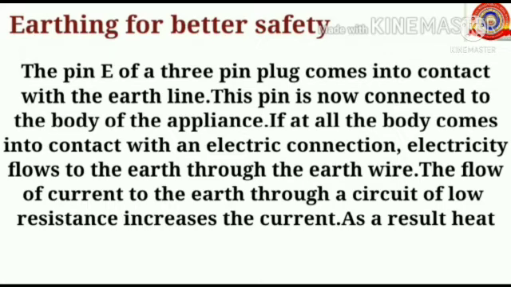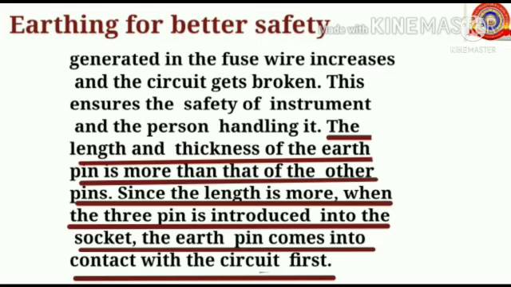So, next one, earthing for better safety. The pin E, that is the earth pin of a 3-pin plug, comes into contact with the earth line. This pin is now connected to the body of the appliance. If at all the body comes into contact with an electric connection, electricity flows to the earth through the earth wire. The flow of current to the earth through a circuit of low resistance increases the current. As a result, the heat generated in the fuse wire increases and the circuit gets broken. This ensures the safety of instrument and the person handling it.